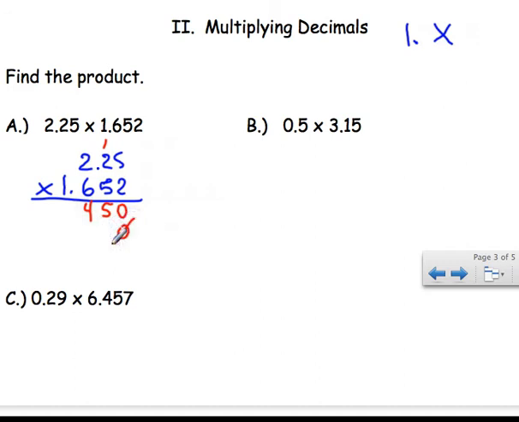Skip a spot. 5 times 5 is 25. 5 times 2 is 10, plus 2 is 12. 5 times 2 is 10, plus 1 is 11. Skip 2 spots. 6 times 5 is 30. 6 times 2 is 12, plus 3 is 15. 6 times 2 is 12, plus 1 is 13. And then I skip 3 spots. 1, 2, 3.